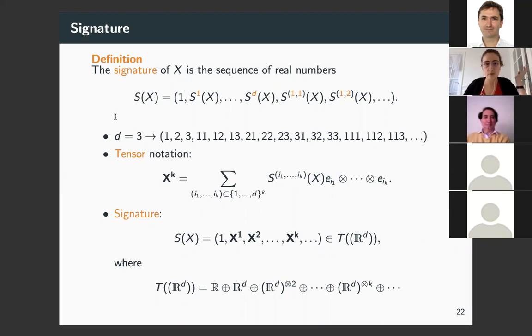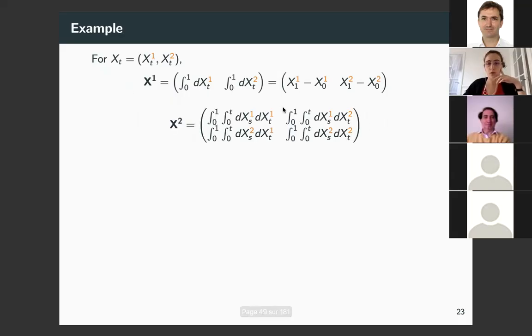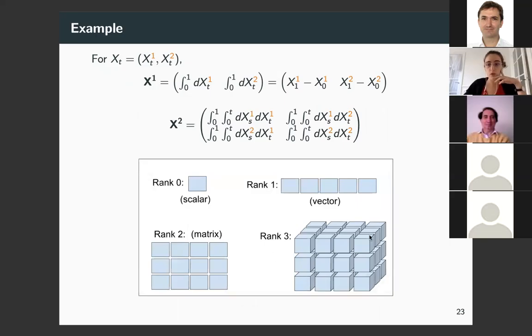Is it clear, or are there any questions before I go on with the definition? No. Okay. So an example: if I am in 2 dimensions, the coefficient of order 1 is just a vector, of order 2 it's a matrix, and of order 3 you would get a tensor of order 3.